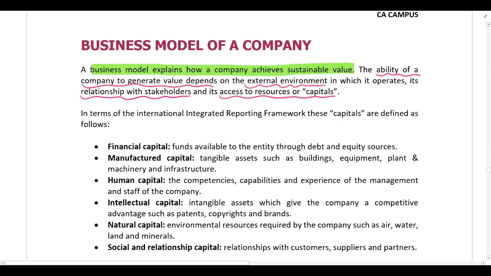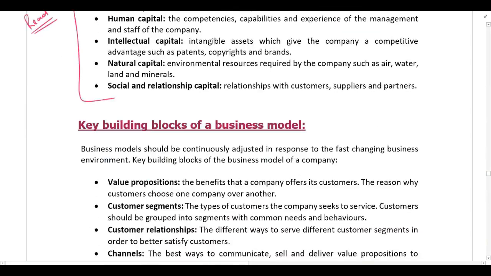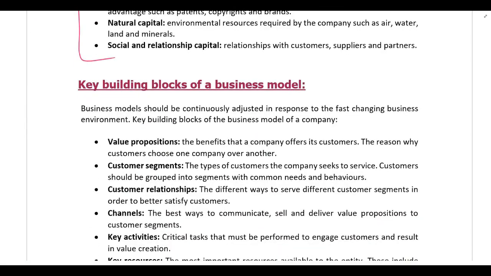So please, guys, just below, I discuss all of these resources or capitals in a little bit more detail. This is very straightforward, so please just read through all of this, just so that you are comfortable with the different types of capitals or resources that a company has at their disposal. Then in addition to that, I also have the key building blocks of a business model.